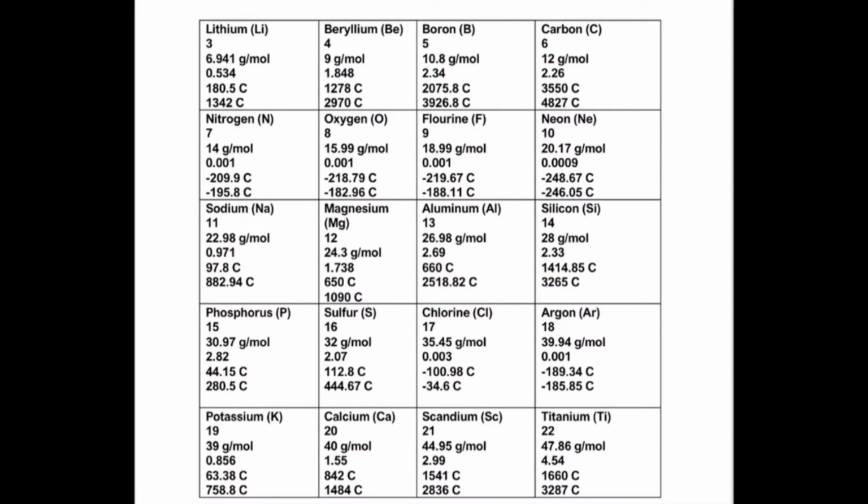Nitrogen. The chemical symbol for nitrogen is capital letter N. The atomic number is 7. The atomic weight is 14 grams per mole. The density is 0.001 grams per cubic centimeter. The melting point is negative 209.9 degrees Celsius, and the boiling point is negative 195.8 degrees Celsius.